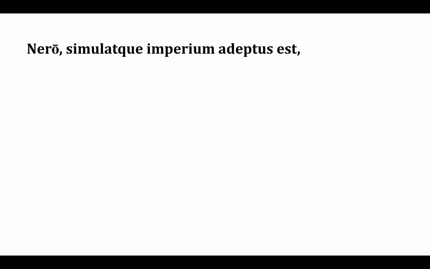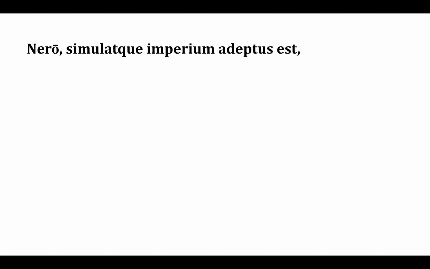So if we look at this first phrase, we've got Nero at the beginning. He is going to be our subject, presumably. And then notice that this next phrase is between commas, so it's almost like it's in brackets or something. So it won't give us the main verb of the sentence. That will probably come a bit later. So simulatque in Latin, or simulac, means as soon as. And then you've got this word imperium, which means power or authority or rule, something like that.